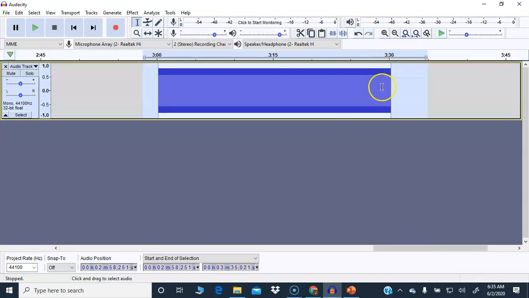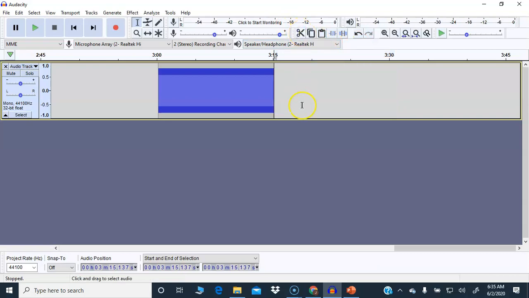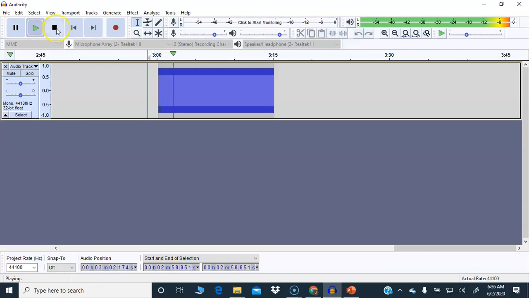All right, and let's cut off about 15 seconds again. We don't need that much. So I'm going to click here, drag that over to there, hit the scissors again. Now we have a 15-second sine wave. Again, we play it so you can compare it with the square wave. Okay, a much smoother sound than the square wave.